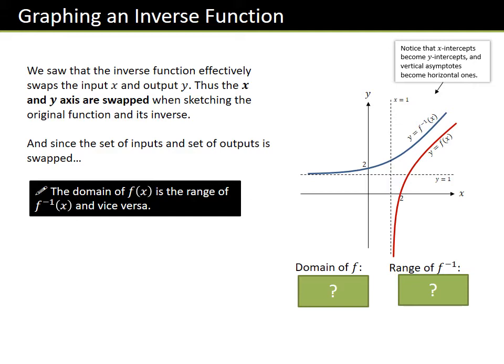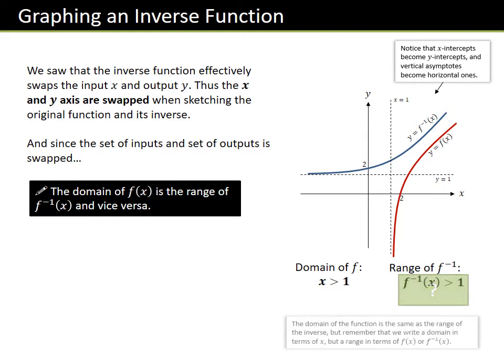So let's look at this red function, y equals f of x, the red line, and you'll notice there's an asymptote at x equals 1, and the domain of f therefore is x is greater than 1. So the range of this function is going to be x is greater than 1. So it really is as simple as that, and we swap them both round.